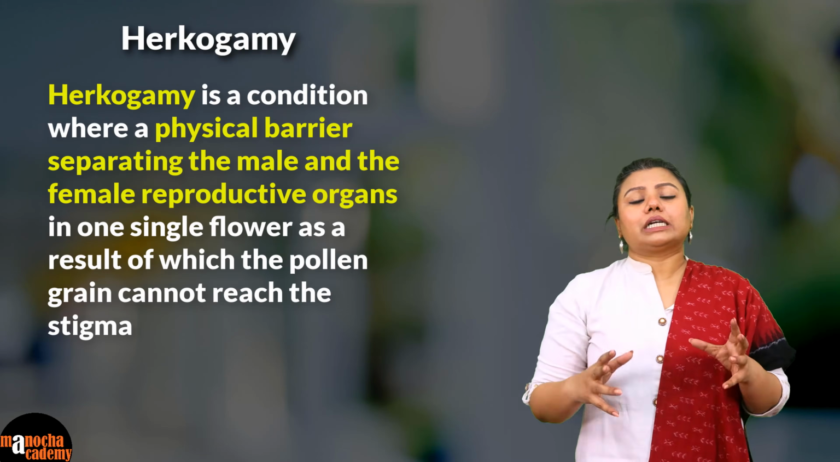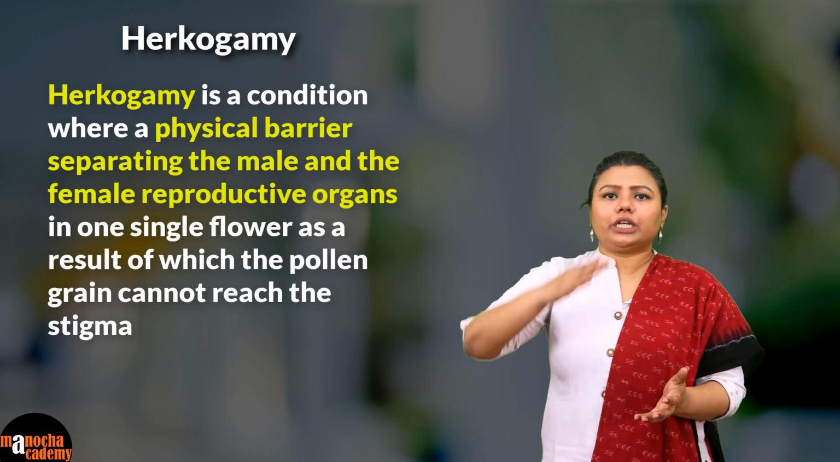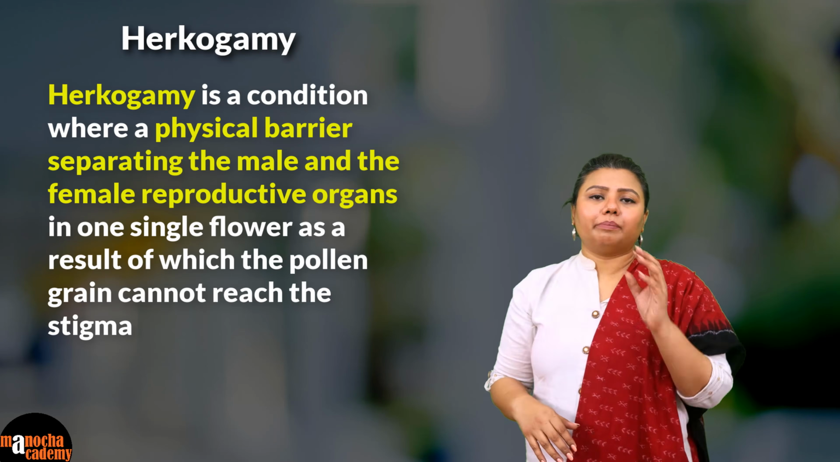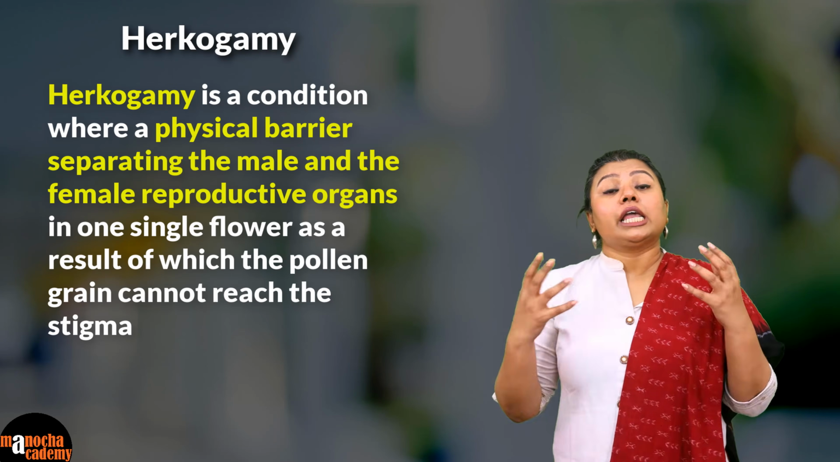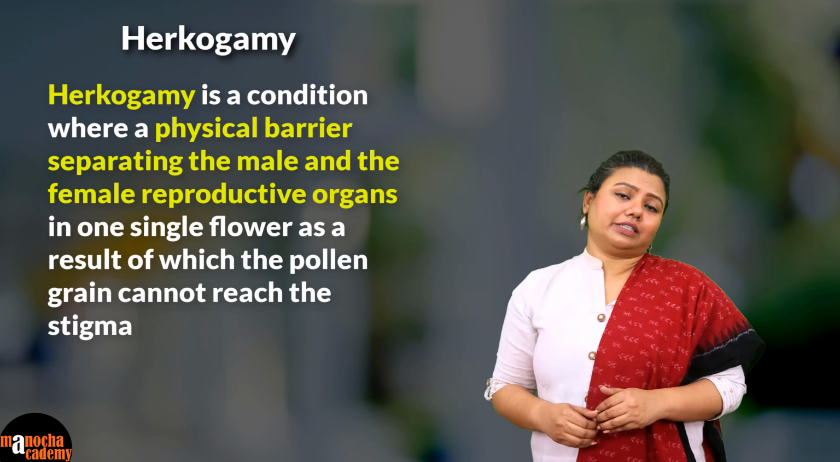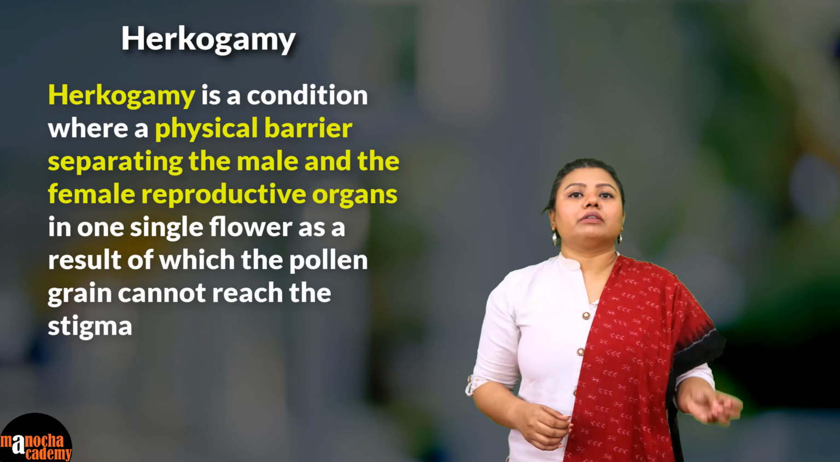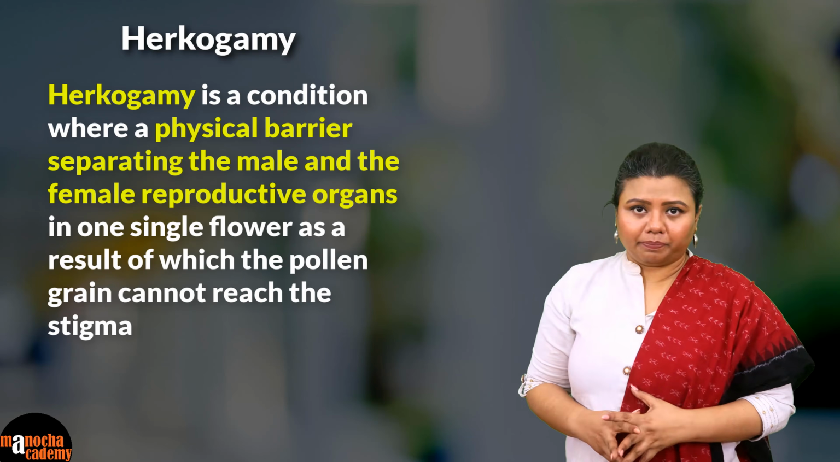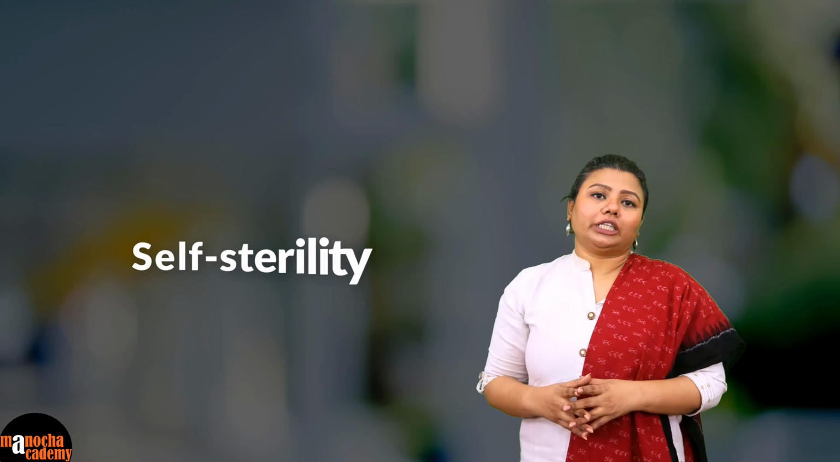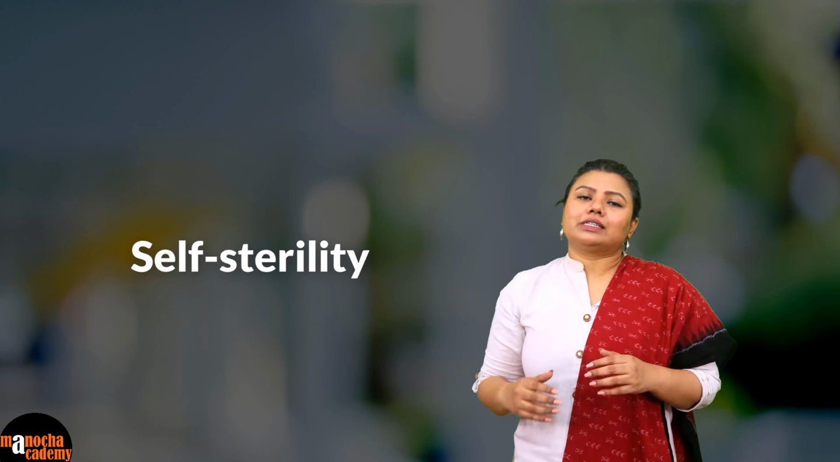After that, we have herkogamy. What is herkogamy? Herkogamy is a condition where there is actually a physical barrier separating the male and the female reproductive organs in one single flower, as a result of which the pollen grain cannot reach the stigma, right? And last but not the least, we have self-sterility.